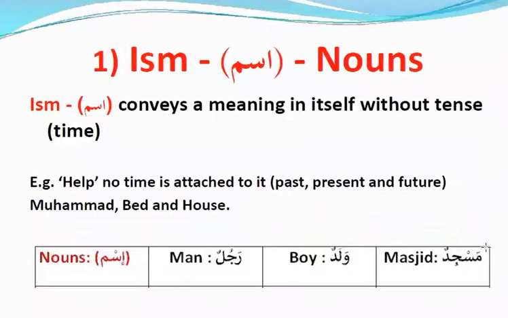As for the definitions of each of these types of words, we have the first one, the ism. It conveys a meaning within itself, without a tense or time. An ism is a word, a noun of course, that is independent in conveying its meaning. For example, if we say help, we understand help from this. It gives us some benefit, the meaning that some help is needed, or something was helped. No time is attached to it. It's just the root, to help, basically. There is no tense attached to it. And it's a noun.